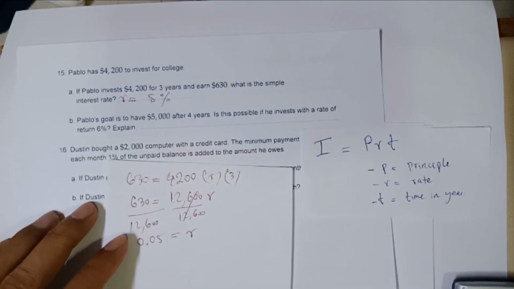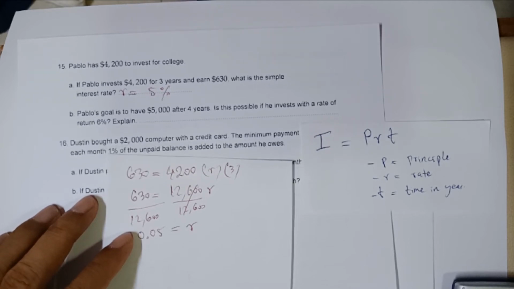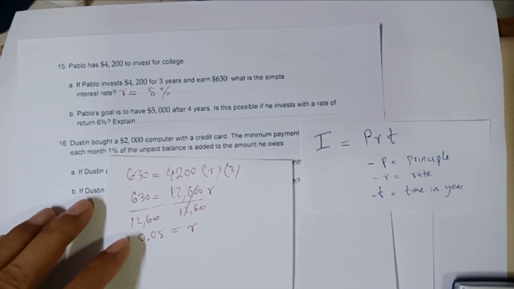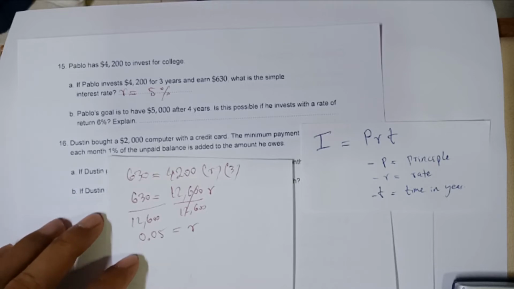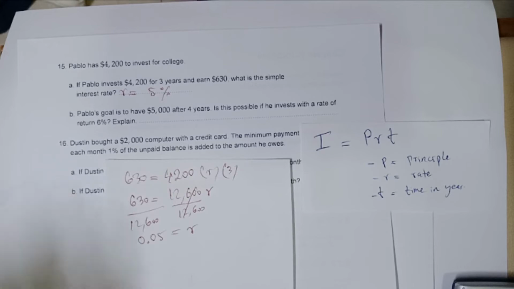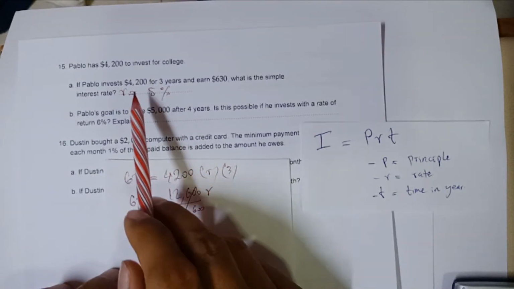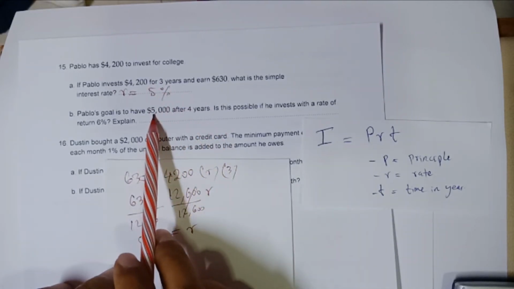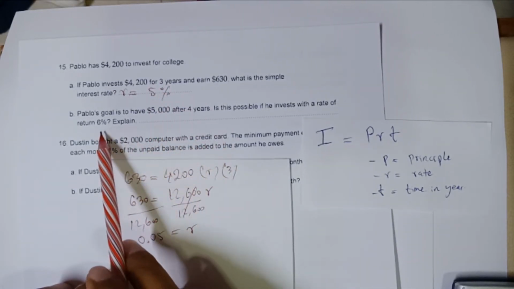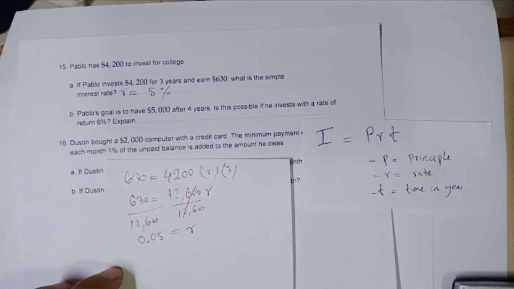Question B. Pablo's goal is to have $5,000 after 4 years. Is it possible if he invests with a rate of return of 6%? All right. So his aim: he has this much money, $4,200, and he is planning to have $5,000 after 4 years with 6% interest. Now, is it possible?